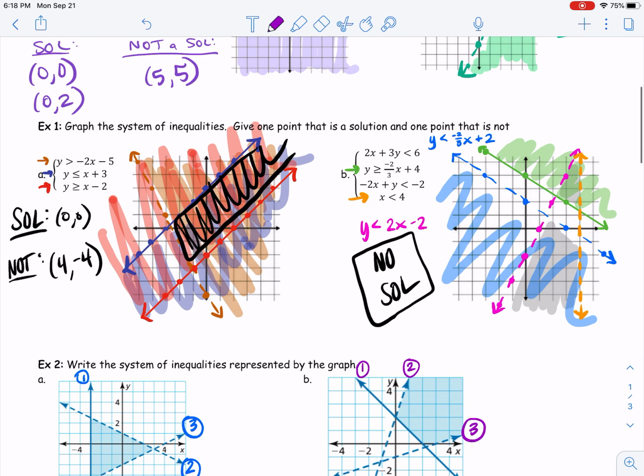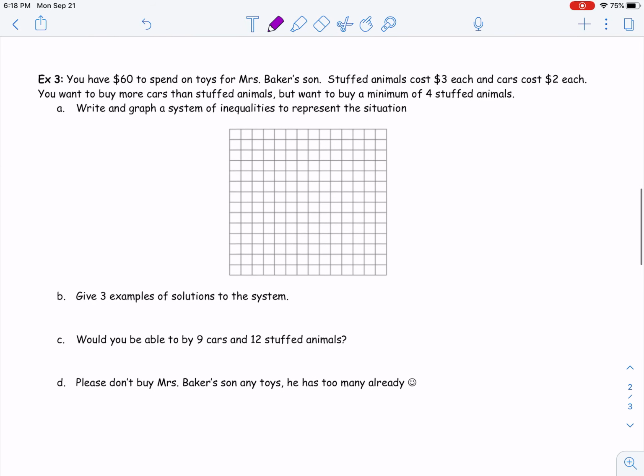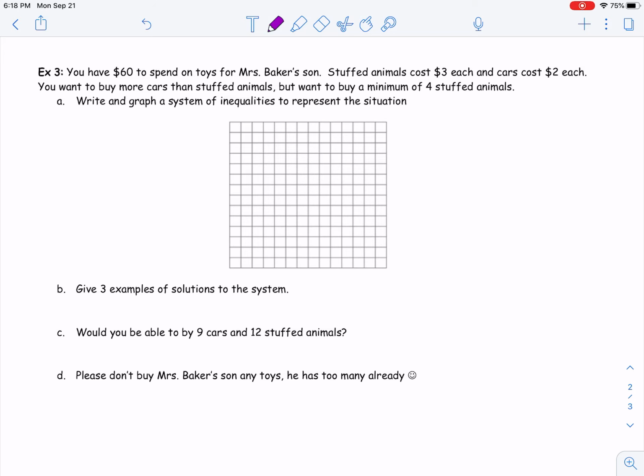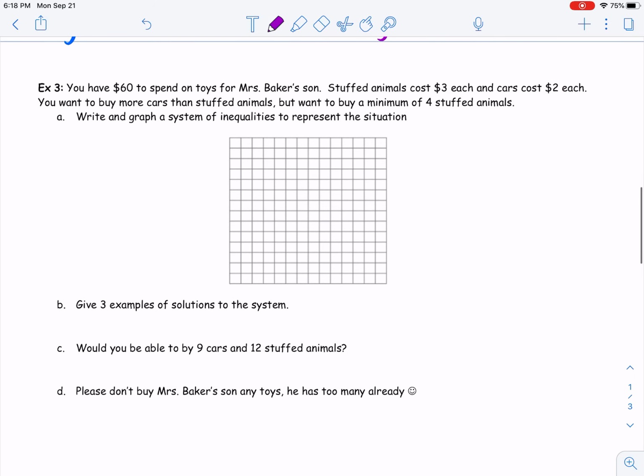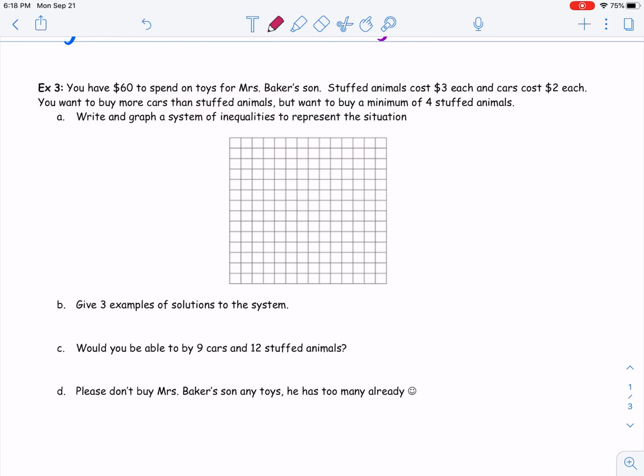So I've given you a system and you've graphed it. I've given you a graph and you wrote the system. The last one is going to be a word problem. So here we have our word problem. It says, you have $60 to spend on toys for Miss Baker's son. Stuffed animals cost $3 each and cars cost $2 each. You want to buy more cars than stuffed animals, but you want to buy a minimum of 4 stuffed animals. Write and graph a system of inequalities to represent the situation.